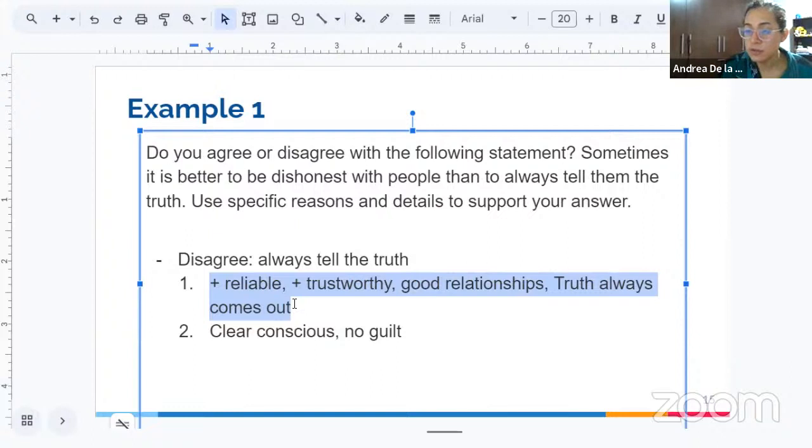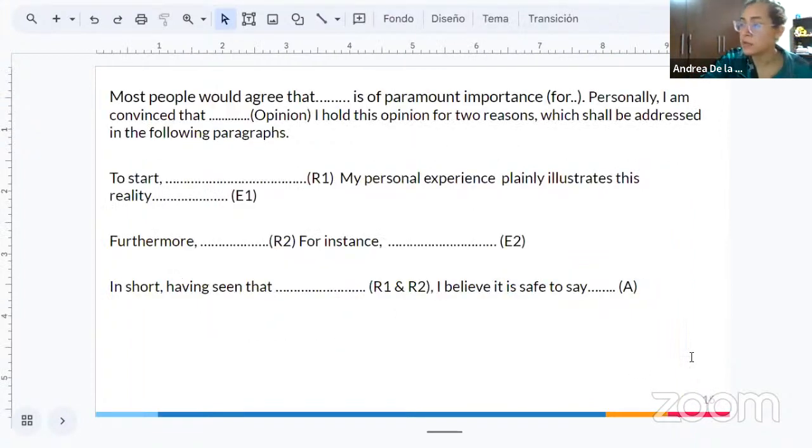So is this okay? Do you have any questions about this? No questions? Okay, so that's the outline. It's not going to take you more than 3 minutes, but it is really important that you do it. So after you've done your outline, then it's time for you to start writing. So let's get to it.